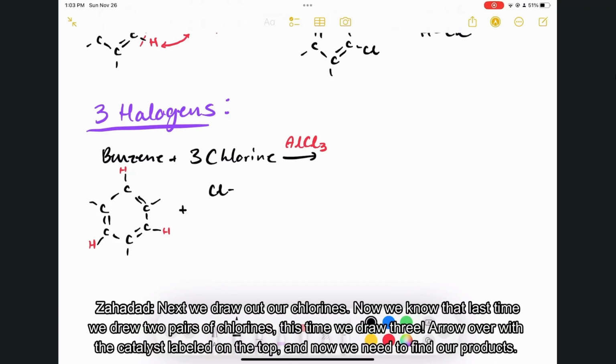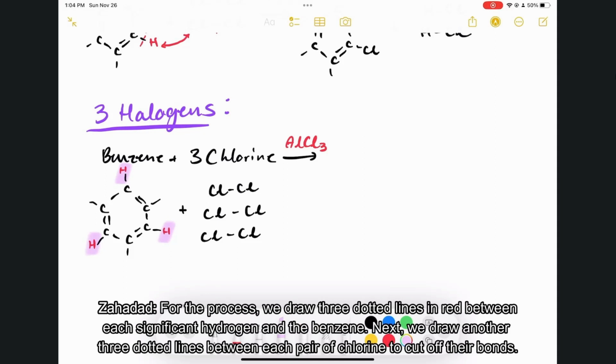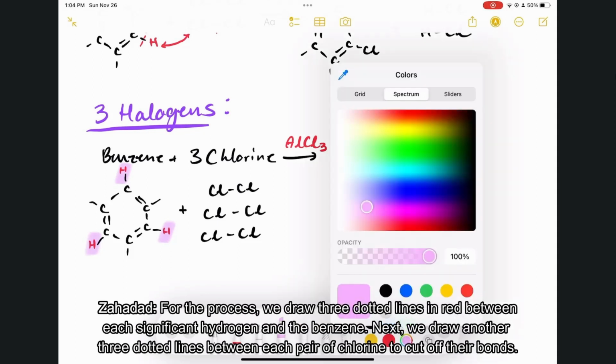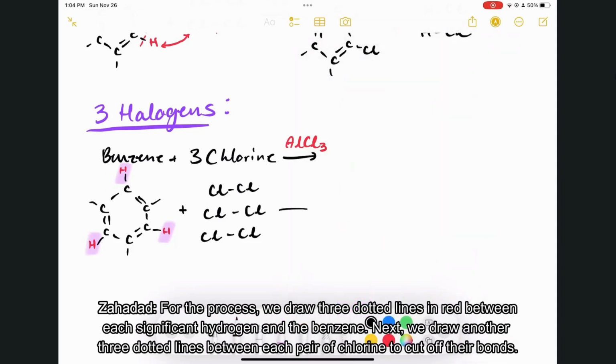Next, we draw out our chlorines. Now we know the last time we drew 2 pairs of chlorines, this time we draw 3. Arrow over with the catalyst labeled on the top. Now we need to find our products. For the process, we draw 3 dotted lines in red between each significant hydrogen and the benzene. Next, we draw another 3 dotted lines between each pair of chlorine to cut off their bonds.